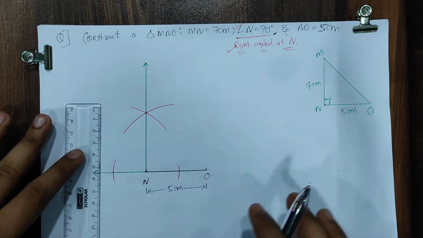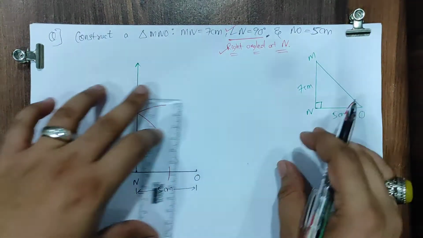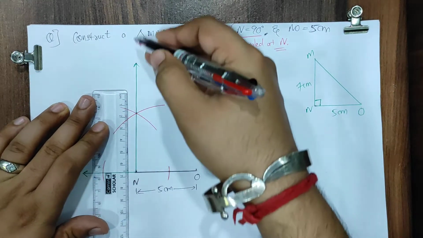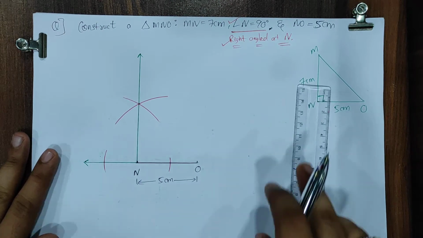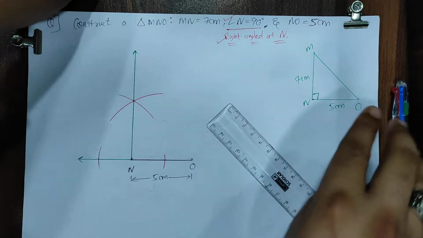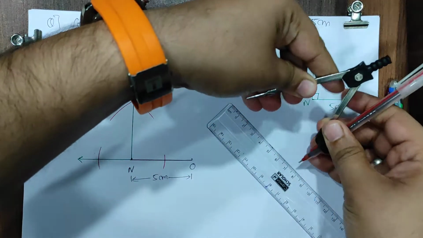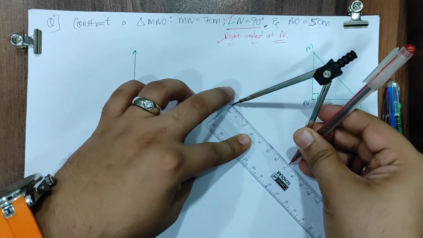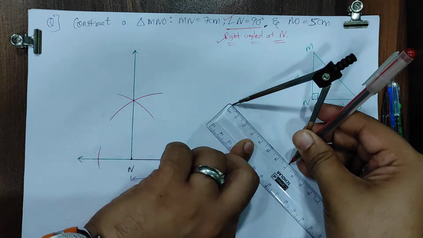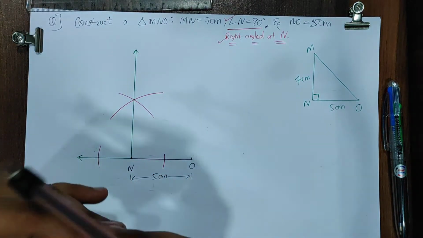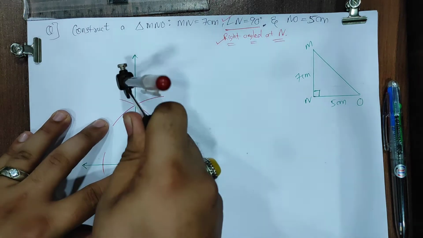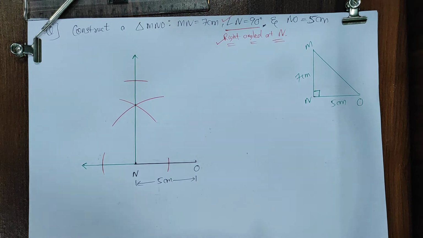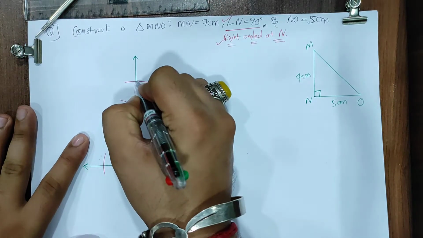Okay, now don't make this blunder that this is 7 centimeter, so you will just extend this as 7 centimeter. No, it should go on and on. You should make a big line. Now we know this MN is 7 centimeter, so in my compass, I'll take 7 centimeter here, and keeping at point N, I'll make an arc over here. Yeah, and this now becomes point M.